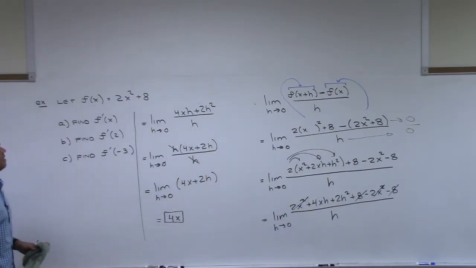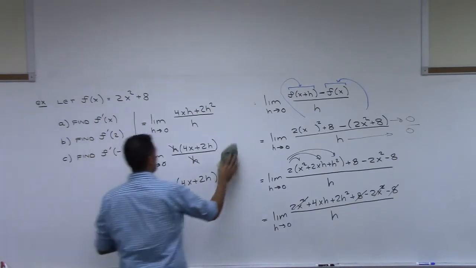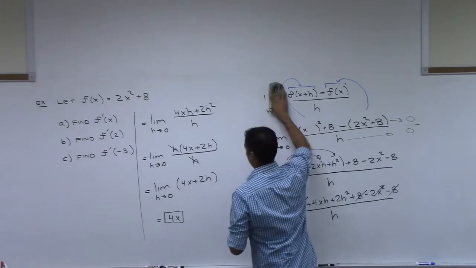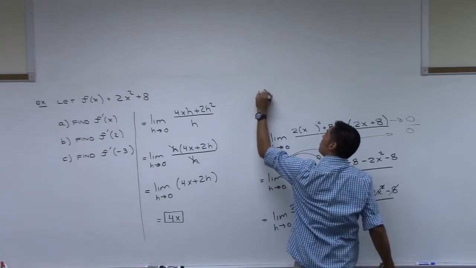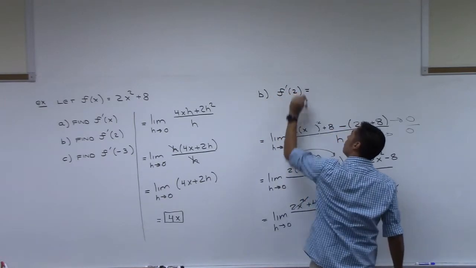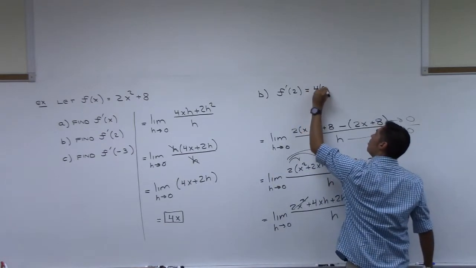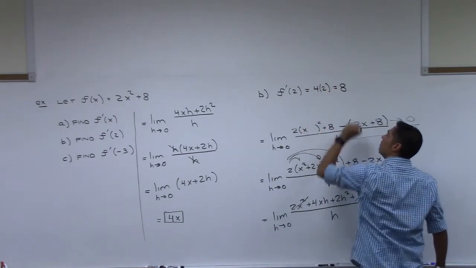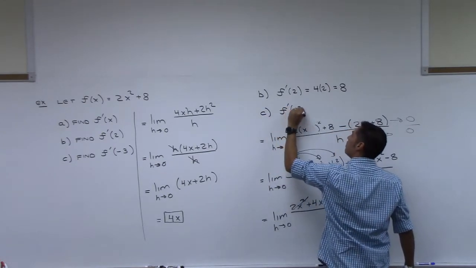Okay, let's get to part B. What do we need to do for part B? That's the answer to part A. Yeah, so for part B, we're asked to find what's f prime of 2, right? So what happens if we take that function right there, 4x, and we just plug 2 in? What do we get? 8. All right. How about part C? What's f prime of negative 3?